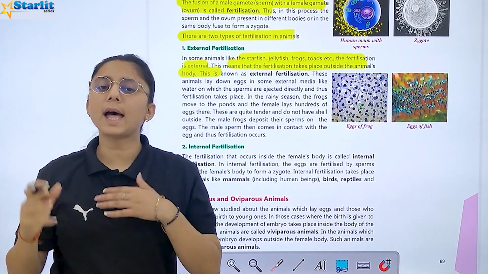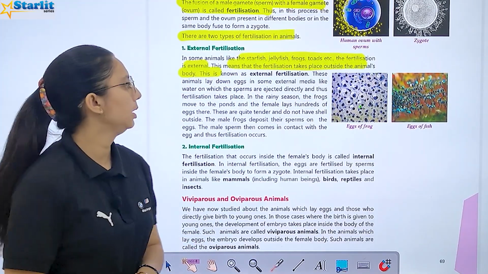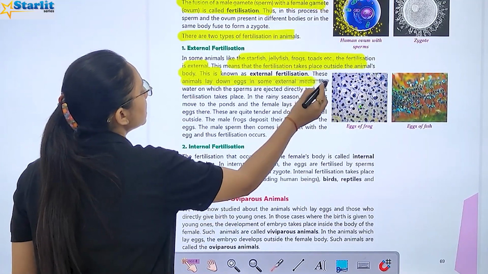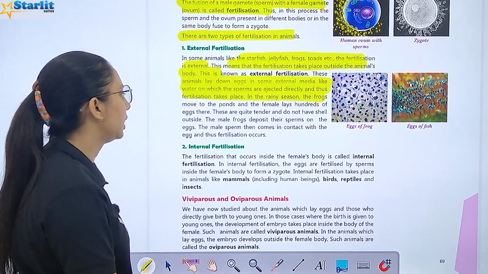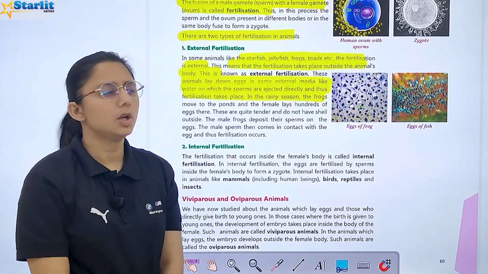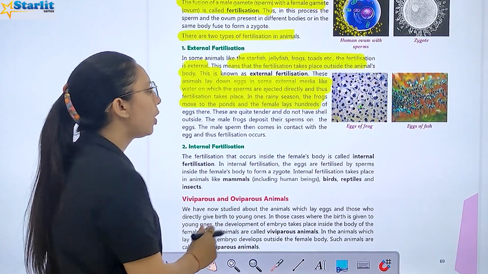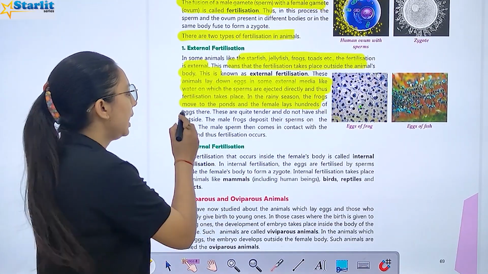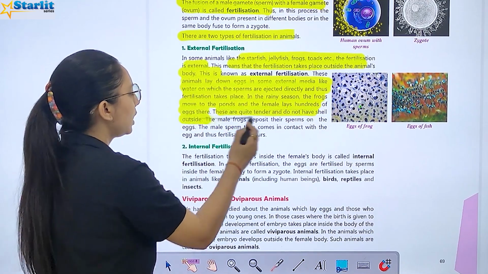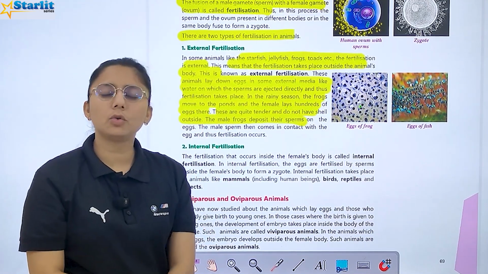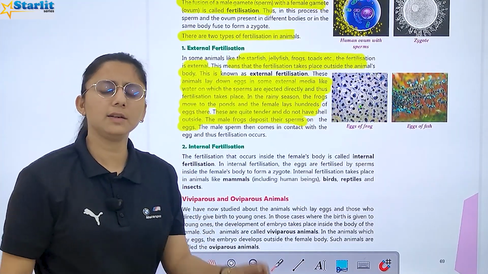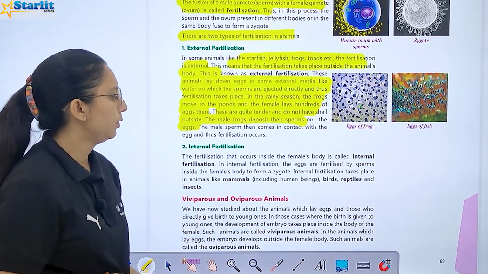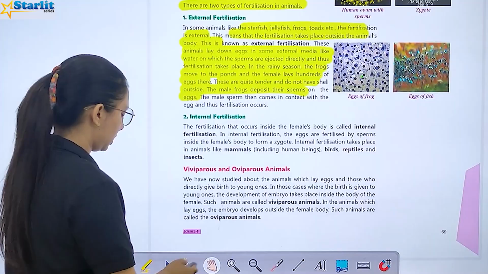मतलब वो कहाँ हो रही है? Animal की body से बाहर हो रही है, right? These animals lay eggs in some external media like water, into which the sperms are ejected directly, and fertilization takes place. So in the rainy season, frogs move to the ponds and the female lays hundreds of eggs there. They are quite tender and do not have a shell outside. और जो male frog होते हैं वो कहाँ deposit करते हैं? Sperm on the eggs, and when they both come in contact, fusion is done and fertilization occurs.